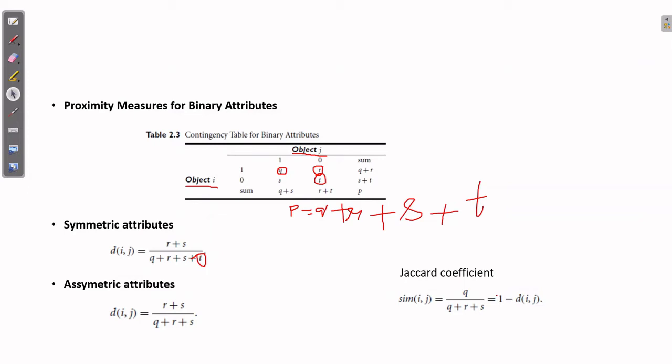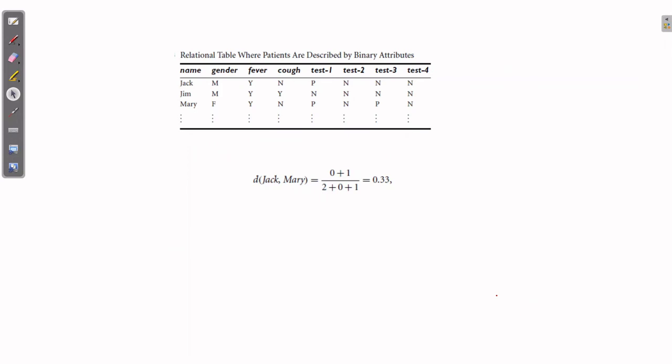Okay, so this is for binary attributes. This is an example. We have different patients: Jack, Jim, and Mary. Their gender is also given, but we don't have to consider gender here because we are only talking about binary attributes. The remaining ones are all binary attributes: whether the person has fever or not, cough or not, and different tests that have been conducted, whether they're positive or negative. So how do we calculate the distance measure, say, between Jack and Mary?